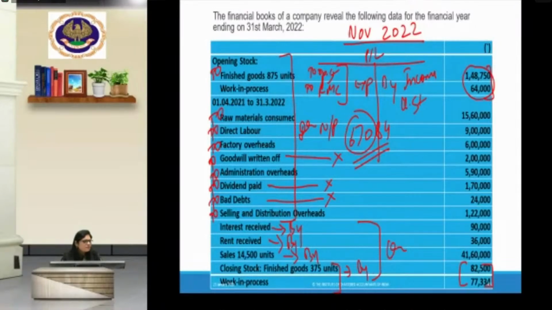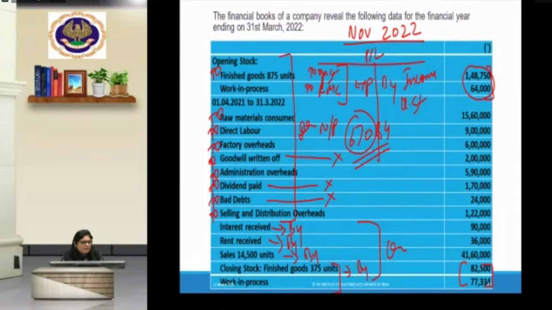Any other answer? Has anybody else calculated the net profit? We are doing the question of November 2022. 67084. Any other student calculated the net profit? Any other figure? Has Aslam calculated it correctly? Shall I take 67084 then? Shall I proceed?